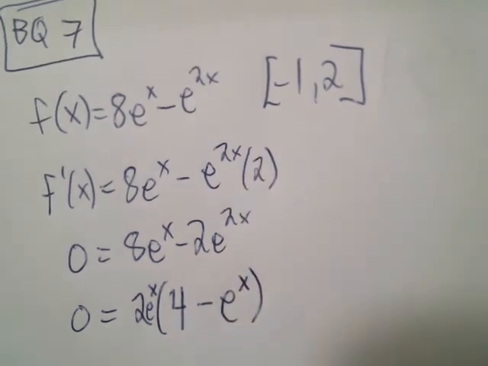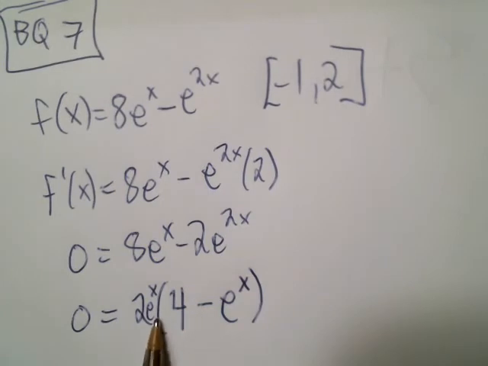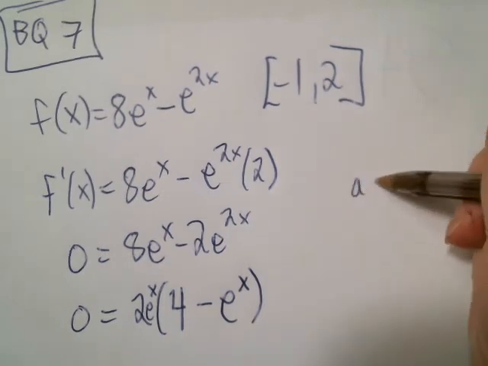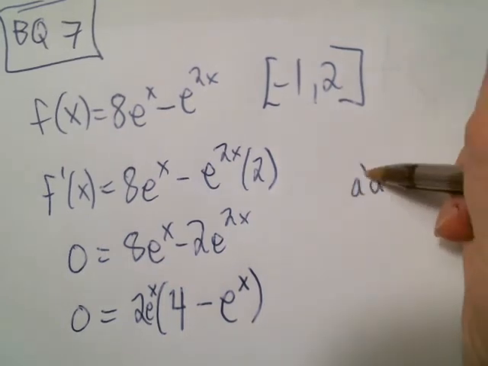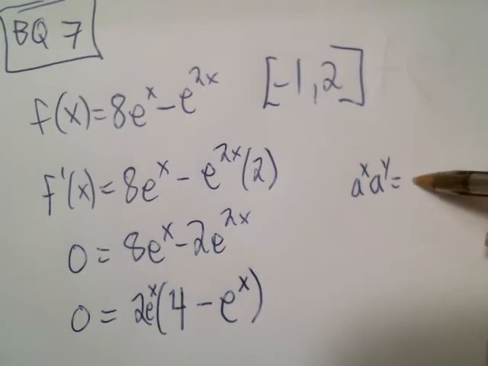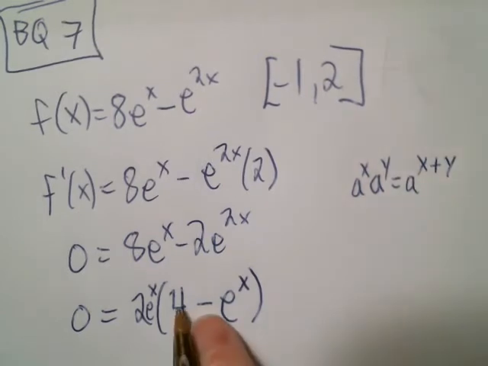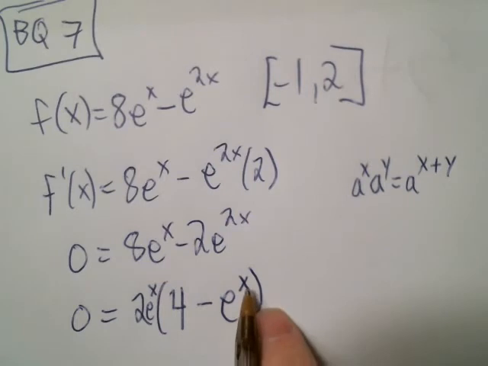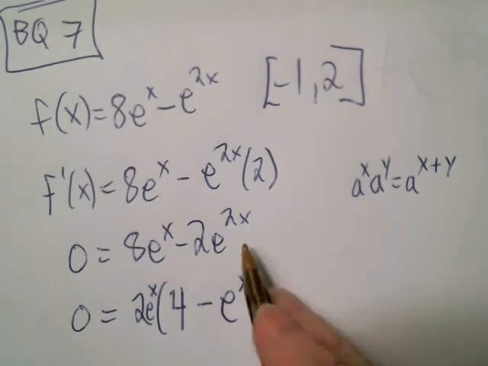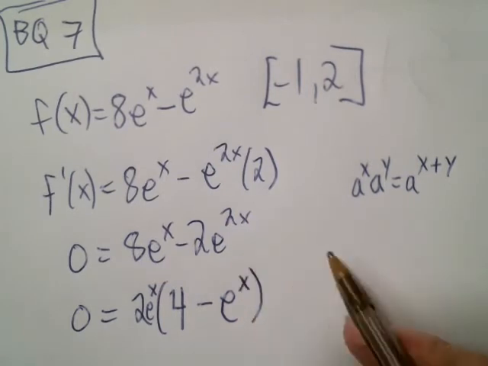Right, so if you redistributed, you would have 8e to the x minus 2 e to the x times e to the x. And if you have a repeated base like that, you have to add the exponents, right? So if you have a to the x times a to the y, it's a to the x plus y. So if you have e to the x times e to the x, it's e to the x plus x, which is e to the 2x, which gets you back to there.